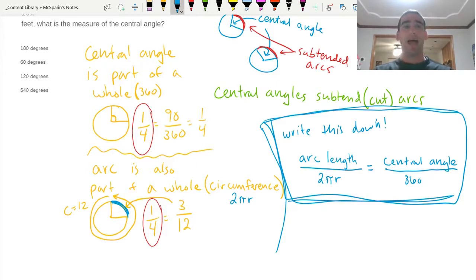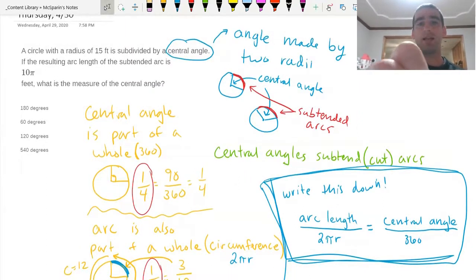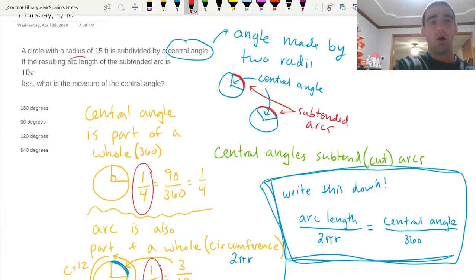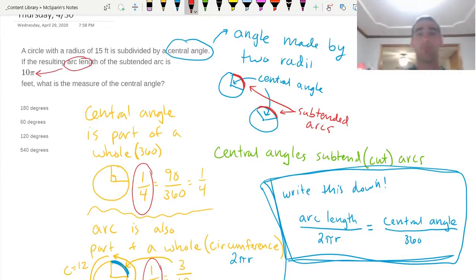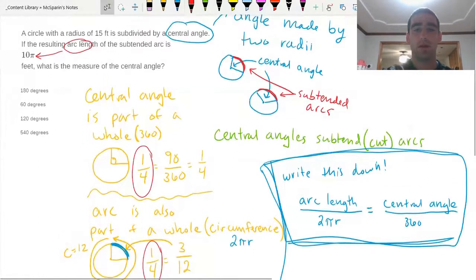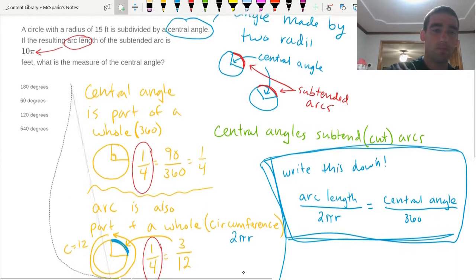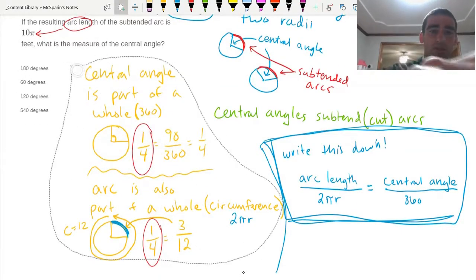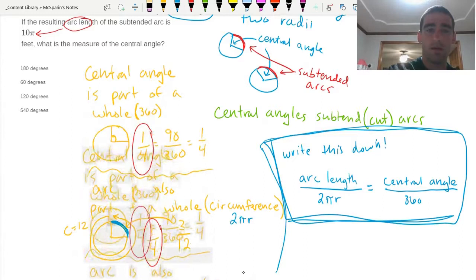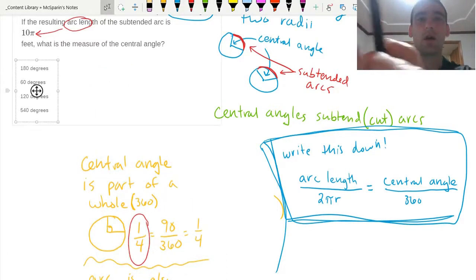All right. Now, let's solve this problem. I know that I need arc length. So arc length is 10 pi. So right away, what I'm going to do is give myself a little space. We're going to bump all that down.